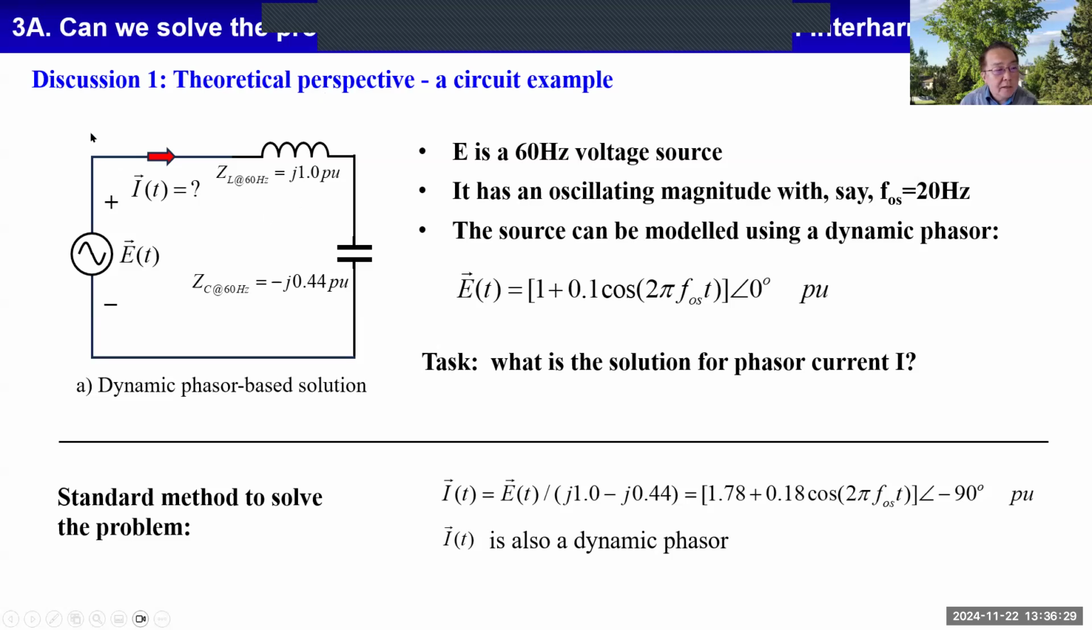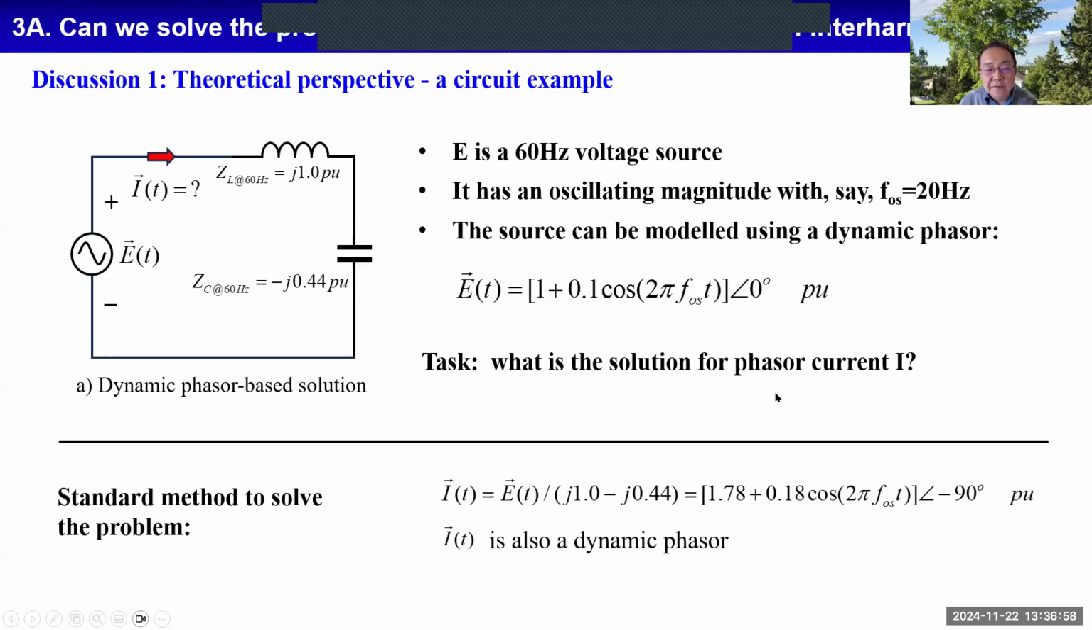That's a circuit. Let's study this simple circuit. We have a 60 Hertz impedance. We have a voltage source which is dynamically changing, with an oscillating magnitude. Let's just pick a number, say 20 Hertz oscillation. So the source can be modeled as a dynamic phasor in this form: 1 per unit, with the 1 per unit oscillating 10%.